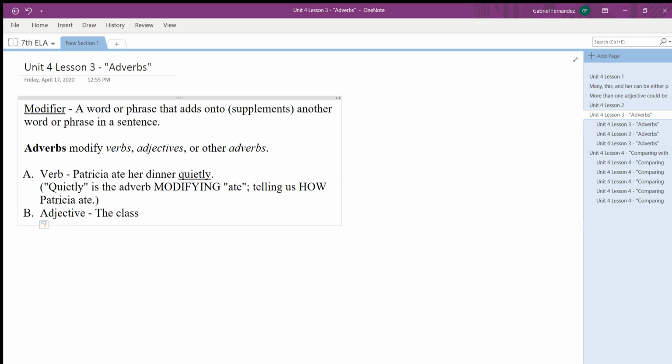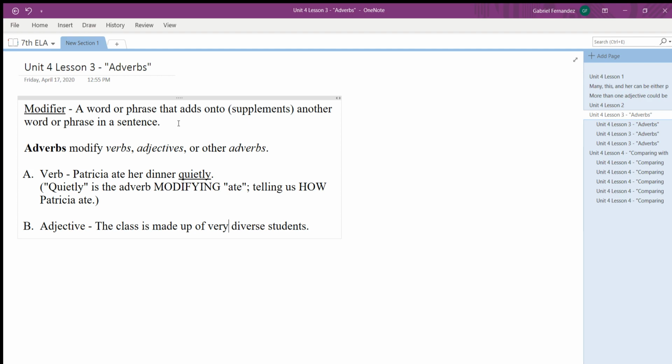Let's go ahead and now give you an example of an adverb modifying an adjective. The class is made up of very diverse students. I'm going to put a little space here so we don't get confused. The class is made up of very diverse students. Obviously, our adjective is diverse. We covered adjectives 2 lessons ago. We know that diverse is an adjective because it's describing what kind of students. They're not just talking about made up of students, diverse students.